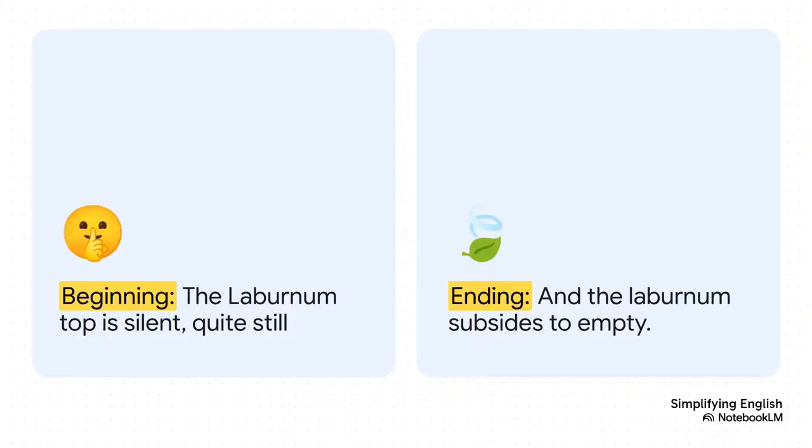Now, check this out. This perfectly shows the poem's core structural contrast. Notice what happens at the very beginning versus the ending. It starts in absolute deliberate stillness. Silent, quite still. And after all the crazy action we're about to uncover happens, look at how it ends. The laburnum subsides to empty. It's a perfect circle. Nature bursts into this chaotic life, and then just as quickly returns to a profound silence, almost like nothing ever happened at all.